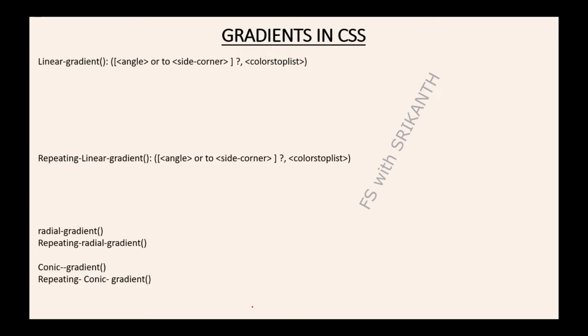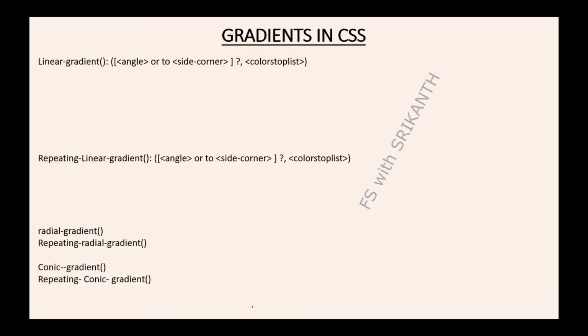In this lecture, we are going to discuss gradient colors. With the help of gradient colors, we can apply multiple colors as a background color and foreground color of an element. There are three ways we can apply gradient colors: one is a linear gradient, another is a radial gradient, and the third is a conic gradient.